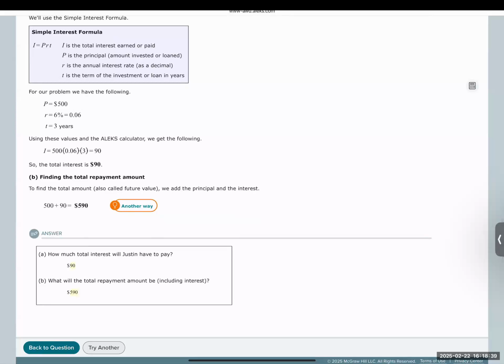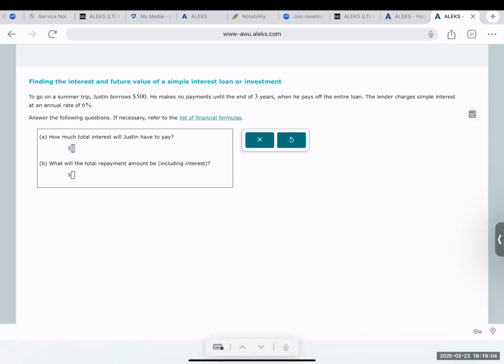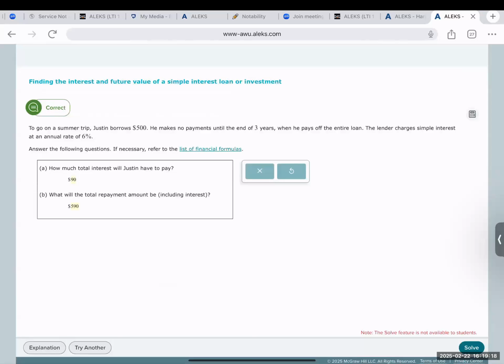And then the part B is just taking the $90, which is interest, and adding it to the initial amount of $500. And when you add those two together, you get $590. Okay. So I think if you go back to the question, is it the same? Yes. So you can actually type it in. Now, I believe when you're in ALEKS, I'm not sure if you get credit for this, but you can type it in so I can just show you how it looks, and then you can check it and it's correct.